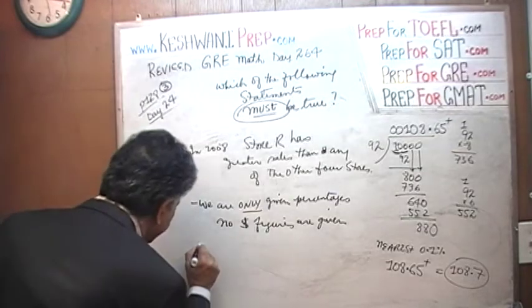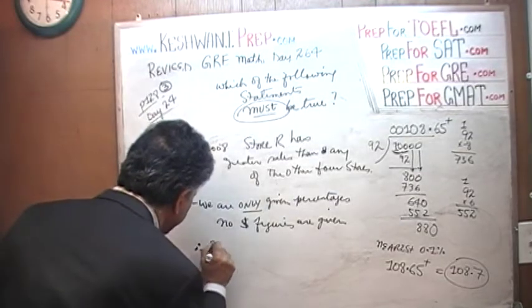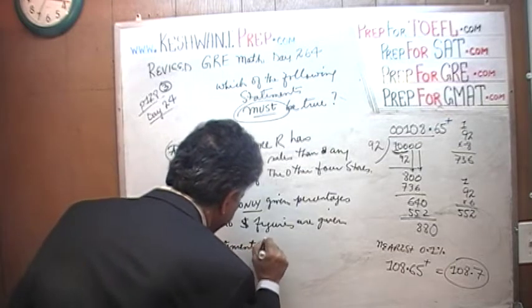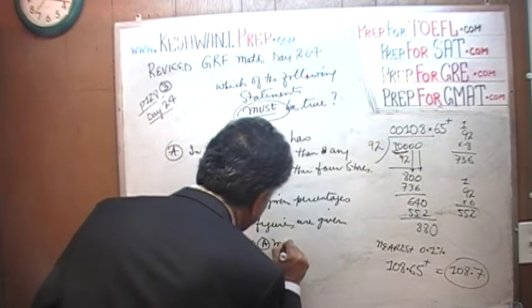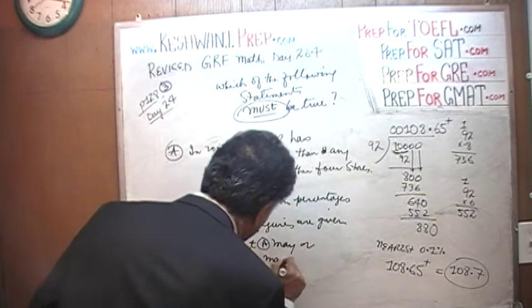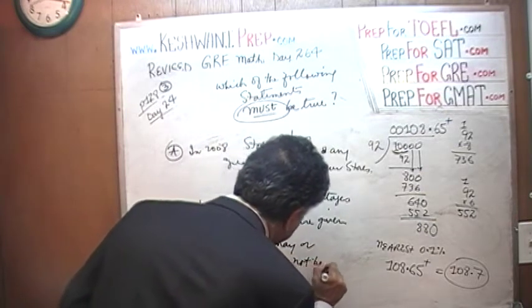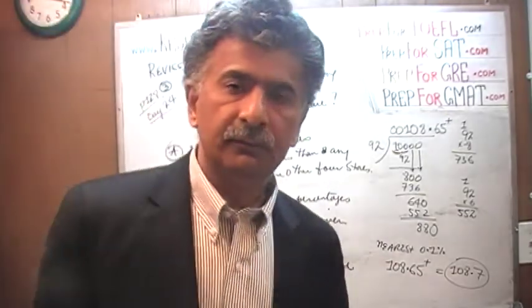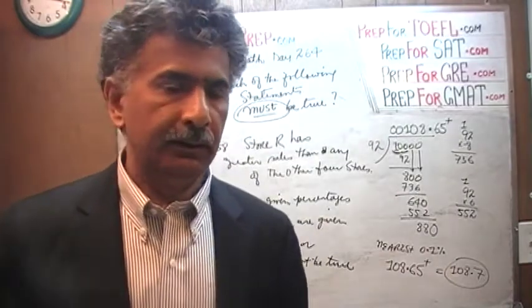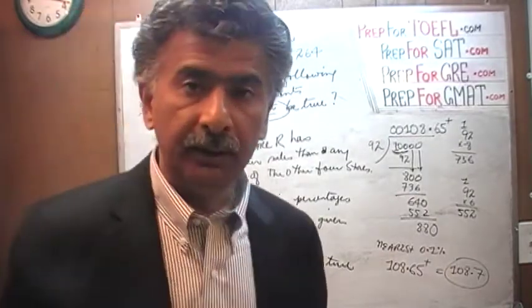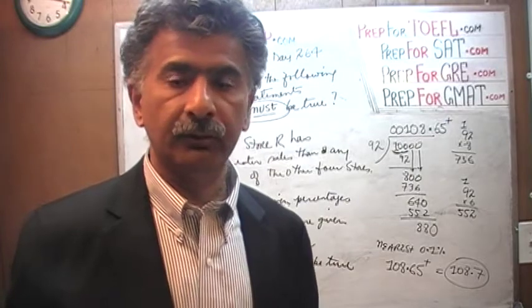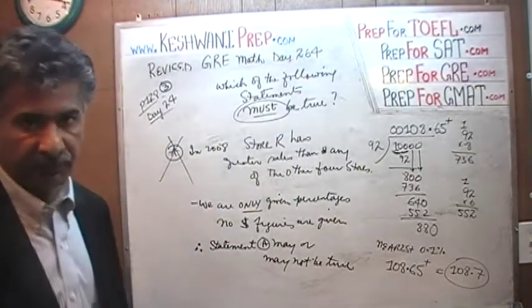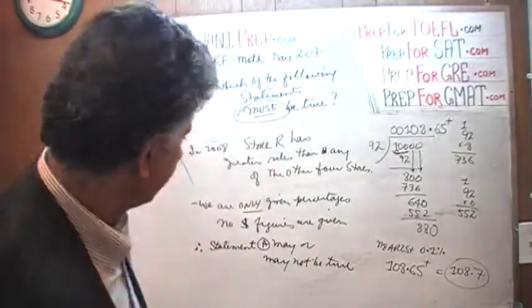Therefore, statement A may or may not be true. We cannot say for certain. We cannot say for certain that store R didn't indeed have the highest sales among all the stores because we don't have any dollar figures. Statement A is not something that must be true. It may be true, it may not be true. Let's move on to statement B.